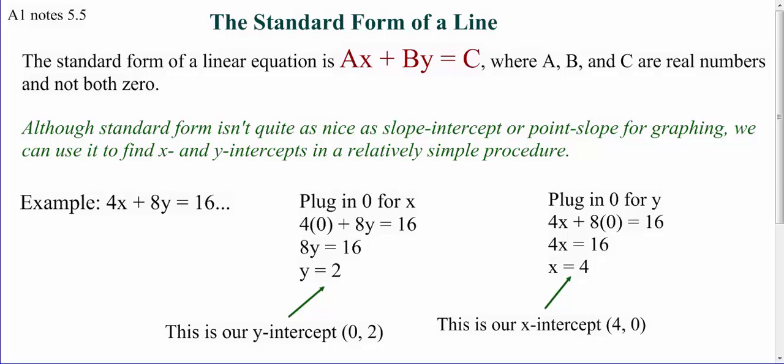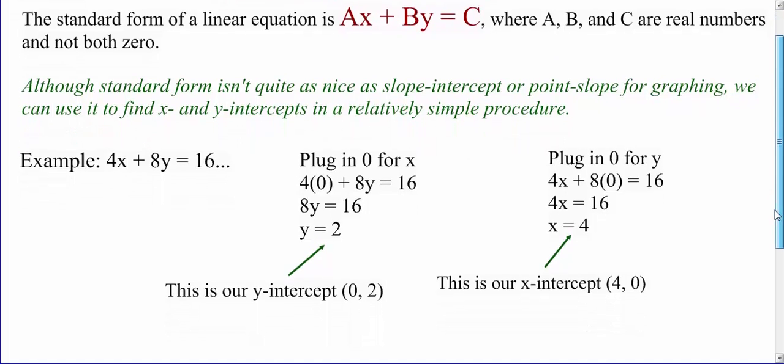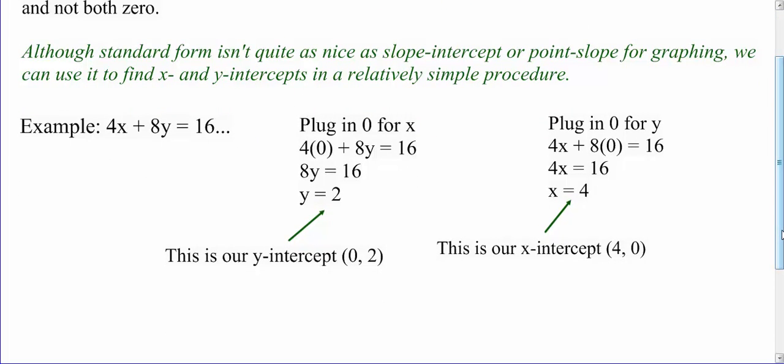So the standard form of a linear equation is ax plus by equals c, where a, b, and c are all real numbers, and you can't have all of them equal to 0. Although standard form isn't quite as nice as slope-intercept or even point-slope for graphing, we can still use it. In most cases, there are some exceptions, you can use standard form to graph. So here's an example: 4x plus 8y equals 16.